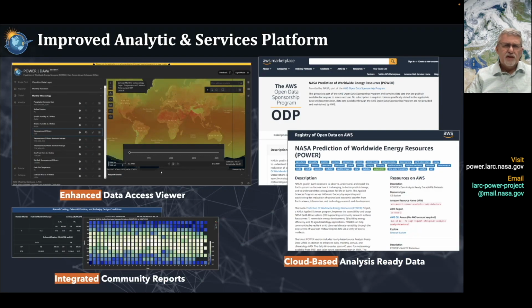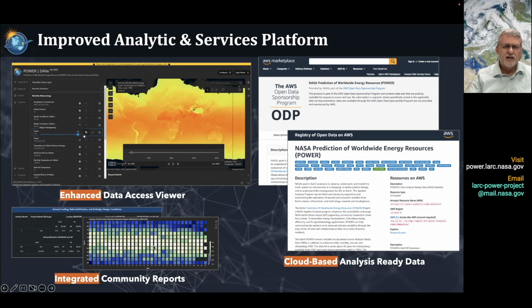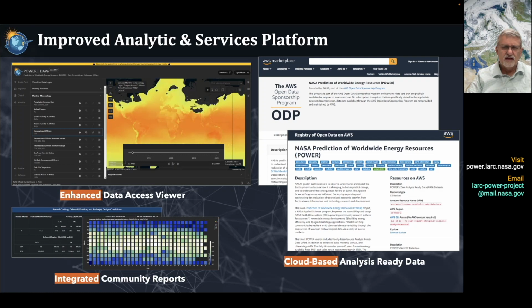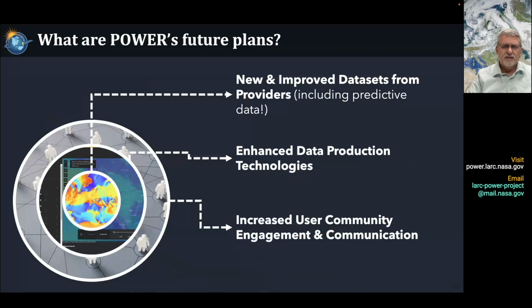So I mentioned we have improved our analytics services platform, and this is just a quick example of that. We have a new data access viewer we call Data Access Viewer Enhanced, and it provides some analytics and the ability to make some new figures like heat maps and time series maps, so you can interact with the data and visualize it right away. And then I've already mentioned the Amazon Web Services and the data catalogs through which the data are now provided.